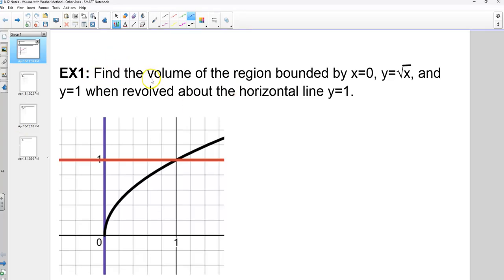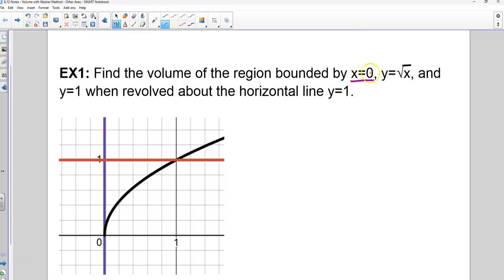So volume of the region bounded by x equals 0. X equals 0 is the y-axis. Y equals the square root of x, which is the black graph that we have here. This is y equals the square root of x. And then the line y equals 1 is this line here. So we are looking at this here.